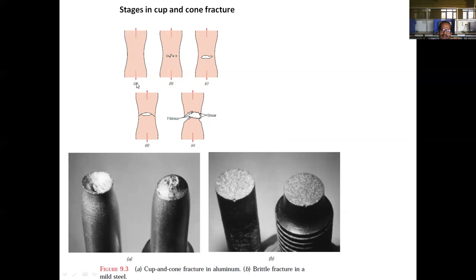Suppose this is the initial case, and tensile loading is applied. What will happen due to tensile loading? Material will start breaking or damaging at this point. Initially holes are produced, then a crack is initiated. It is then propagated in this direction and material eventually fails in this cup and cone kind of fracture. This is observed in the case of metals. The second is brittle fracture. There is no cup and cone kind of failure. This is called the brittle fracture, and this is an example of mild steel.